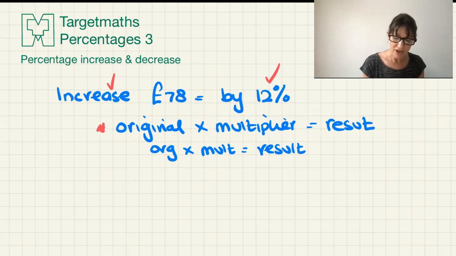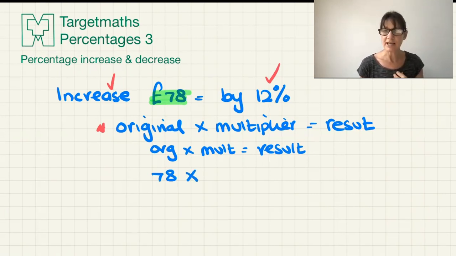Okay, so my original is 78. I've got 78 and I've got to increase it by 12. So I'm going to place it under the word original. I've got to times by the multiplier. This is the work I have to put in. The calculator can never do this for me. I've got to work it out for myself. So I'm going to do it over here out the way.